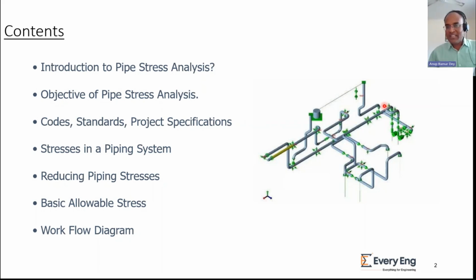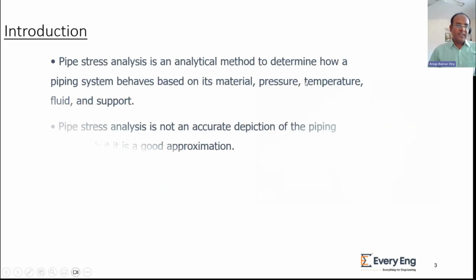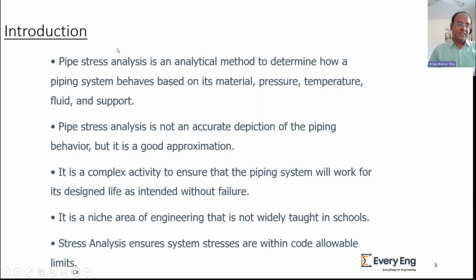Here you can see that I have attached a snap of a 3D model generated from one of the pipe stress analysis softwares known as Caesar II. There are various other softwares also, like K-Pipe, AutoPipe, StartProp, ROHR2, etc. But out of these, Caesar II is the most widely used software and many organizations use it. So let's move on to the introduction part.